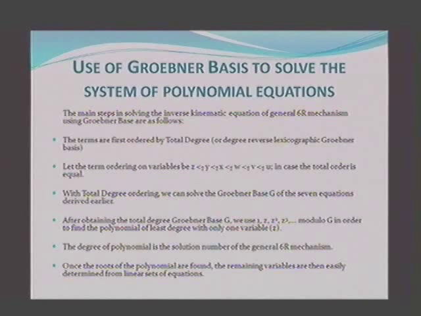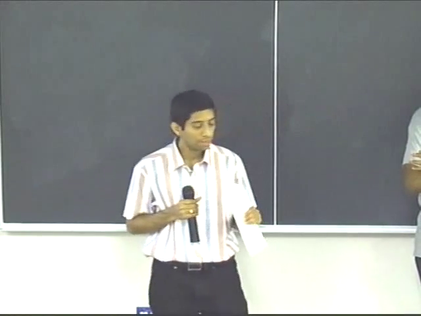Now how do we apply it to the set of polynomial equations we get for the inverse kinematics? The steps, as explained by Cy and Morgan, are as follows. The terms are first ordered by total degree, that is, we order according to z, y, x and t in descending order. Now with total degree ordering, we can solve for the Groebner basis G of the 7 equations we derived earlier.